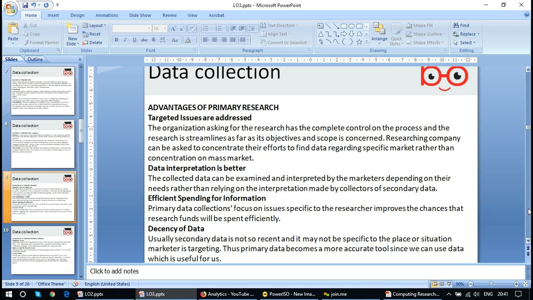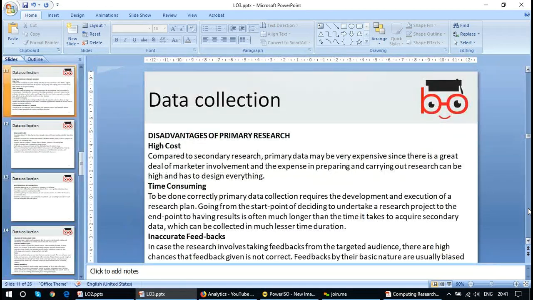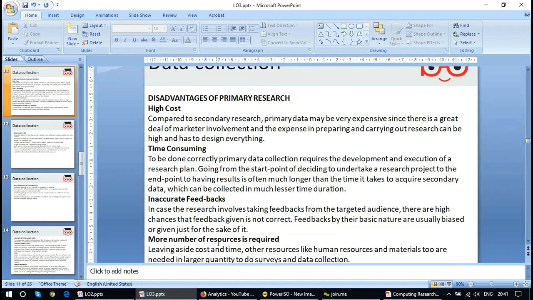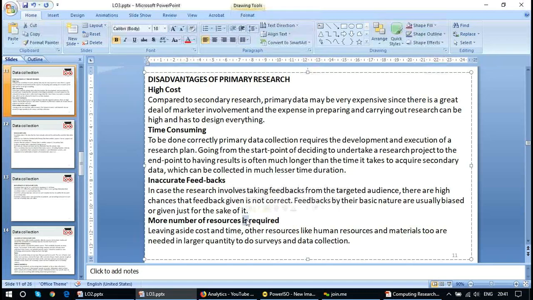And obviously, let us see some disadvantages of primary research. It has a high cost, it is time consuming, it can give inaccurate feedback, and more resources are required. Is that true? Yes, because if you want to do your own primary research, it will cost you, and it will take your time.